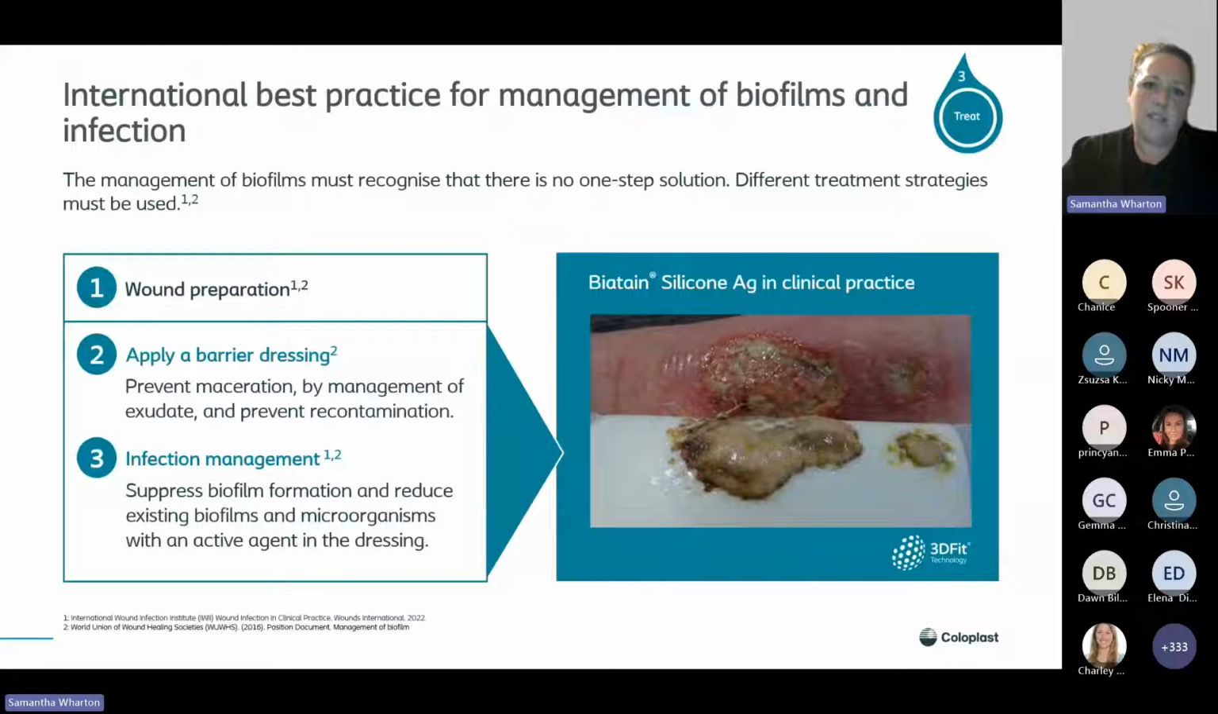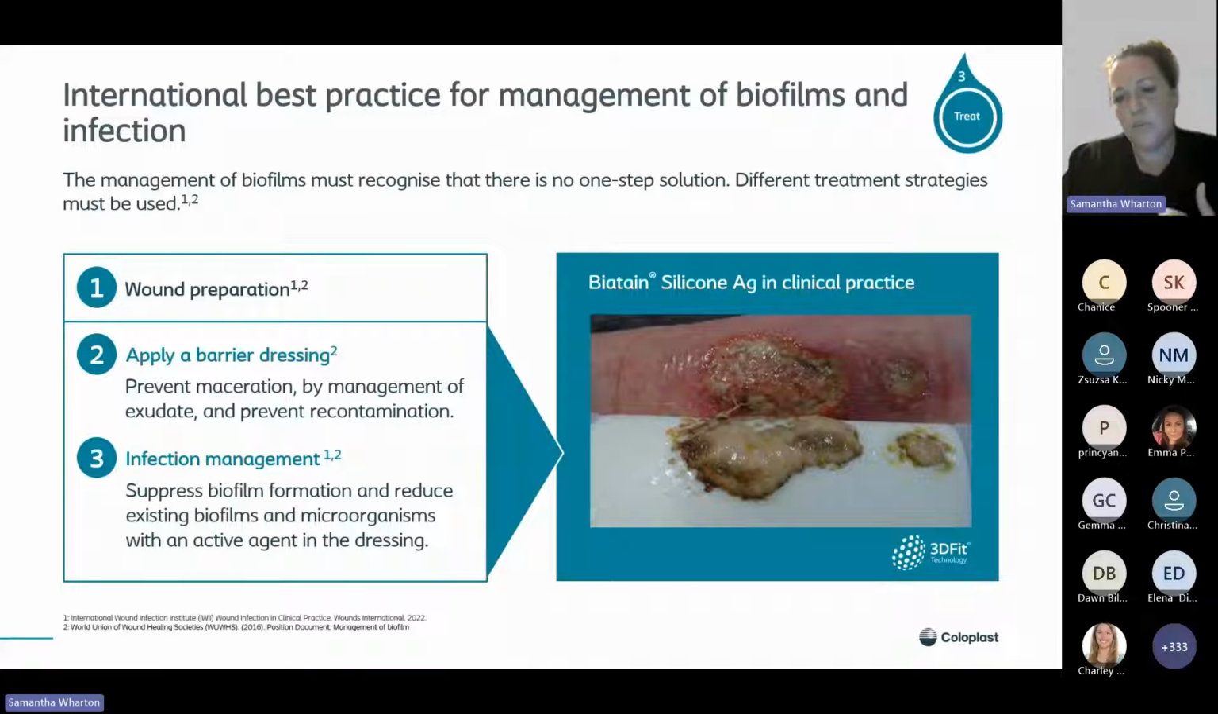So we've gone through the international best practice management for biofilms and infections. Like we said, wound preparation is step 1, but then it's about applying a barrier dressing that's going to prevent maceration by managing that exudate, taking it out of the wound and preventing recontamination. And also your step 3 is that active agent to ensure that we're suppressing those biofilm formations.